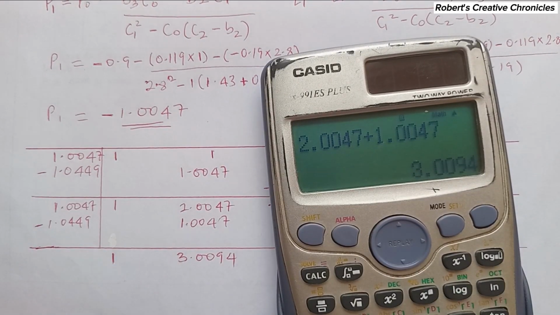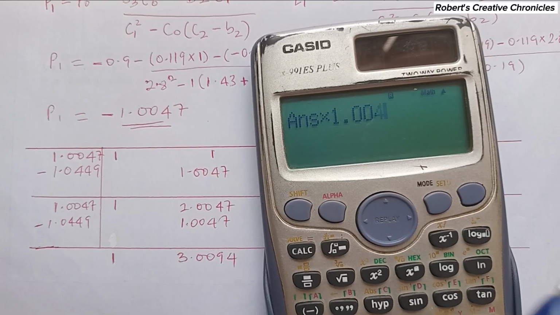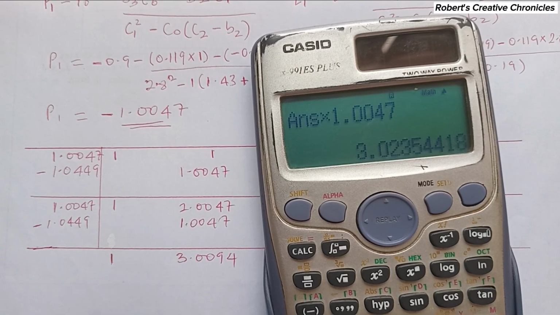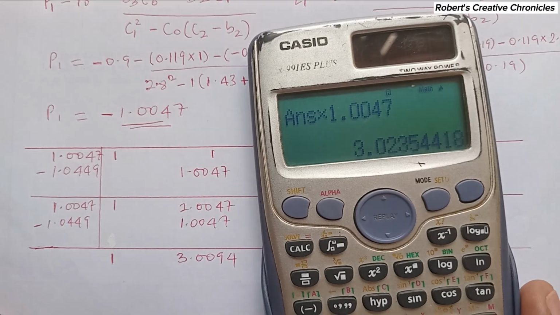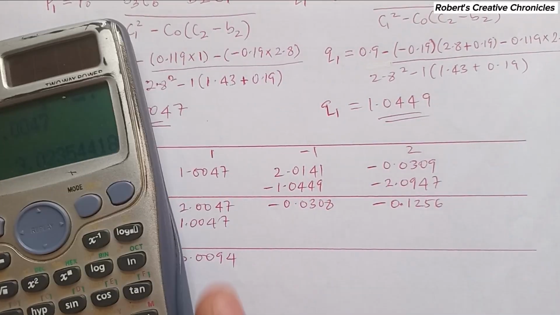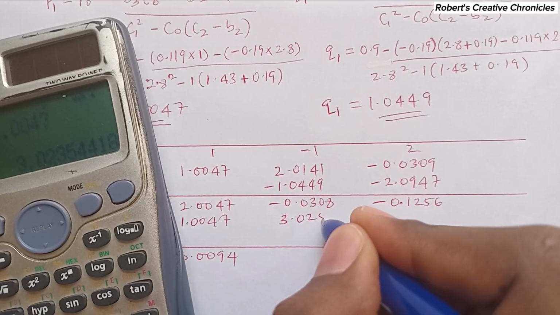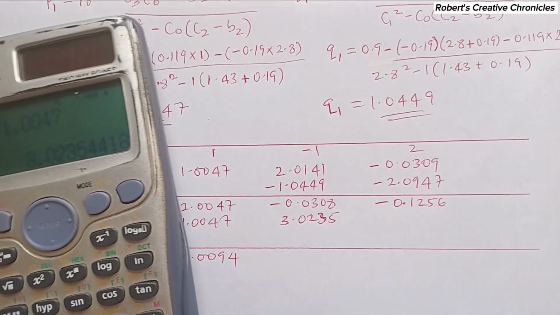So it will be 3.0094 times 1.0047. So this is 3.0235.